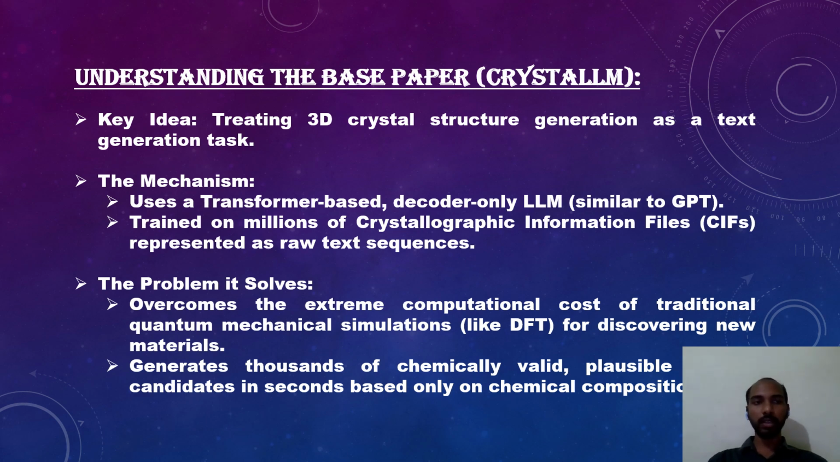So the model used in this paper is a transformer-based large language model, and it is trained using millions of CIF files, which are converted into text format. One big advantage of this method is that traditionally we used methods like density functional theory simulations, which take a large amount of time and computing power. But this method can generate thousands of possible crystal structures in just a few seconds, by simply giving the chemical composition as input.